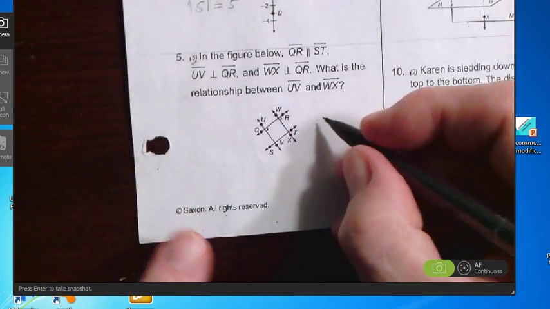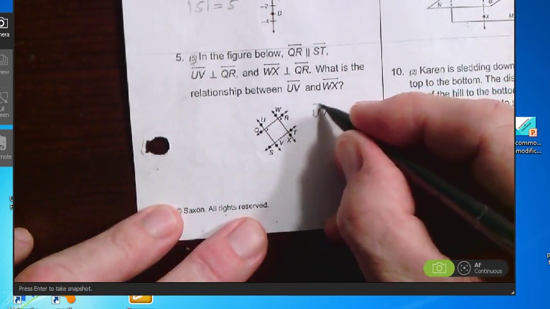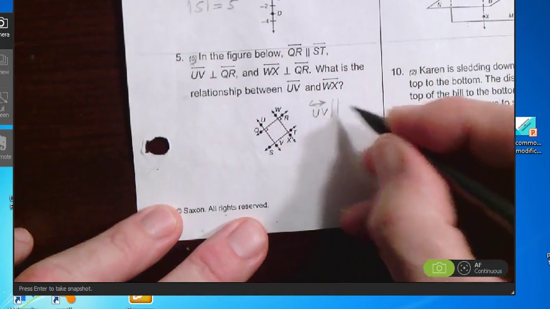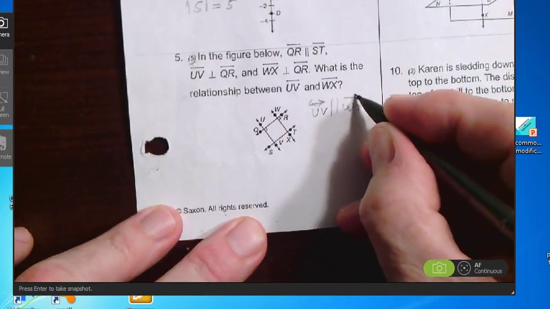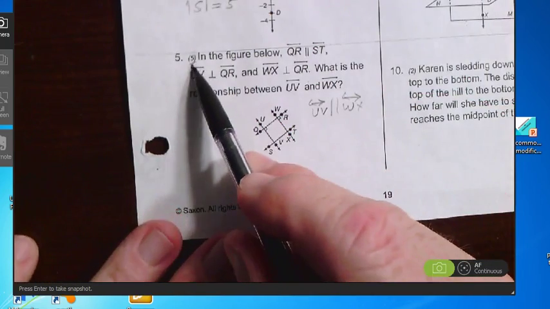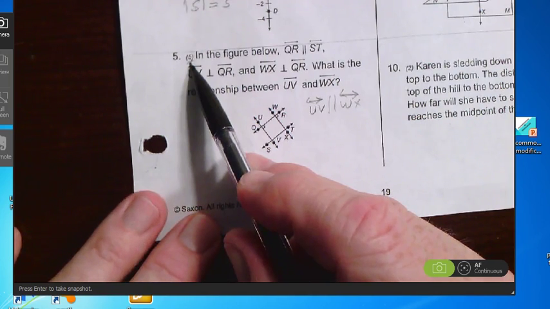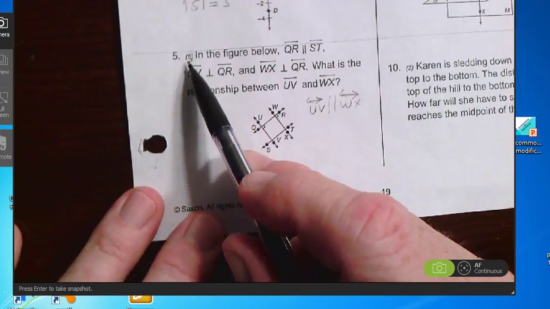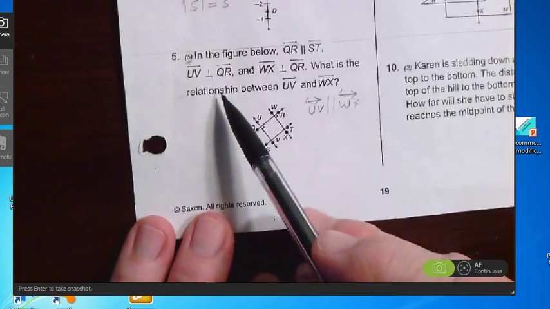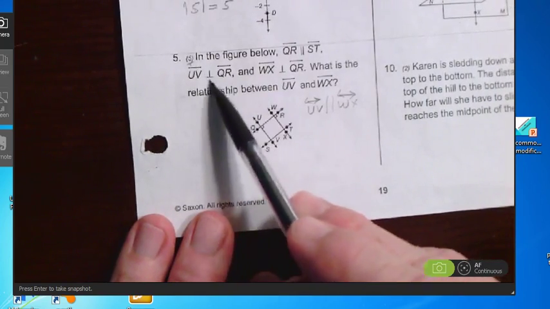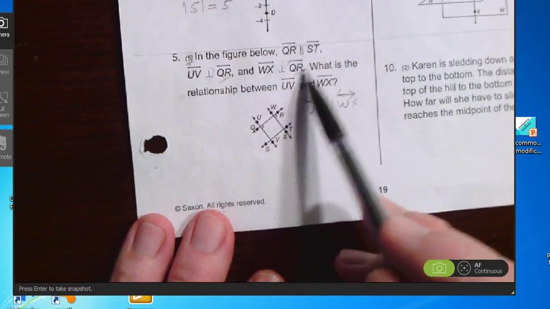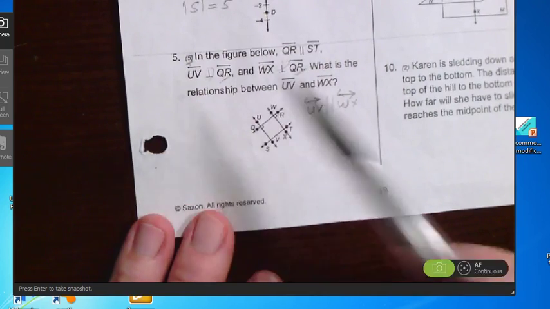UV and WX? Well, they're parallel. UV is parallel to WX. The reason we know it is because of that postulate or theorem that's in Unit 5. I don't remember which, sitting here talking about it, but you go back and check it. If two lines are perpendicular to the same line, then they are parallel to each other. And again, UV and WX are perpendicular to line QR. So they have to be parallel.